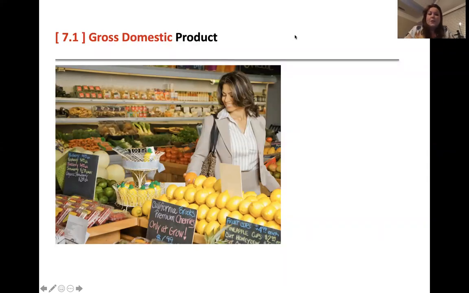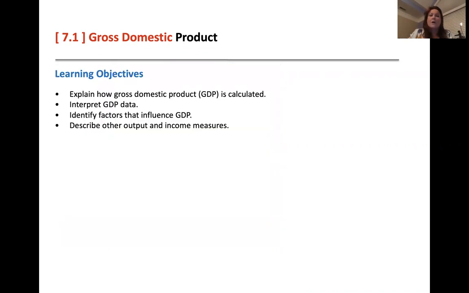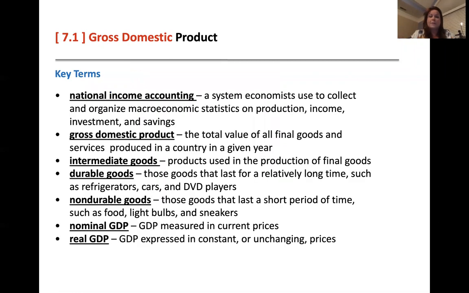Okay, welcome to topic 7. In topic 7.1, we're going to talk about the gross domestic product, and we've talked about this some. This is the value of all goods and services, the final calculation of goods and services that's produced within the United States. So we're going to explain how it's calculated, how we interpret it, any factors that influence GDP, and then other output and income measures that we use to determine how well our economy is doing.